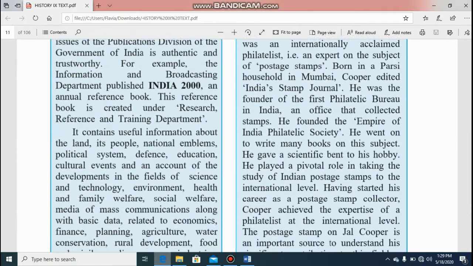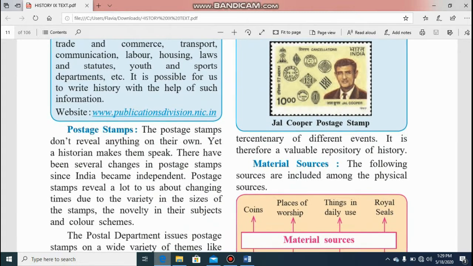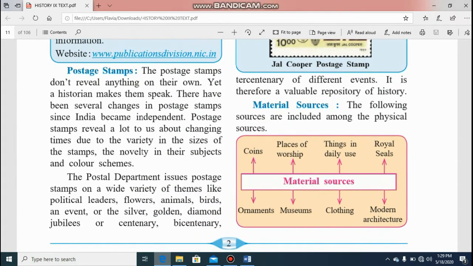Next, we have the postage stamps. Postage stamps do not reveal anything on their own, yet a historian makes them speak. Since the independence, postal stamps have undergone a variety of change in their size, color, novelty in their subjects. The Postal Department issues postage stamps on wide themes like political leaders. We have Mahatma Gandhiji's picture or Jawaharlal Nehru's picture printed on stamps, or flowers which are rare, animals, birds, events, silver, golden jubilee, or centenary, bicentenary of different events.